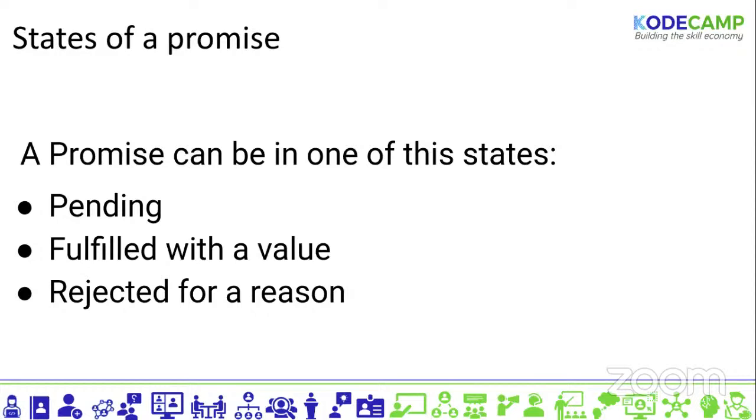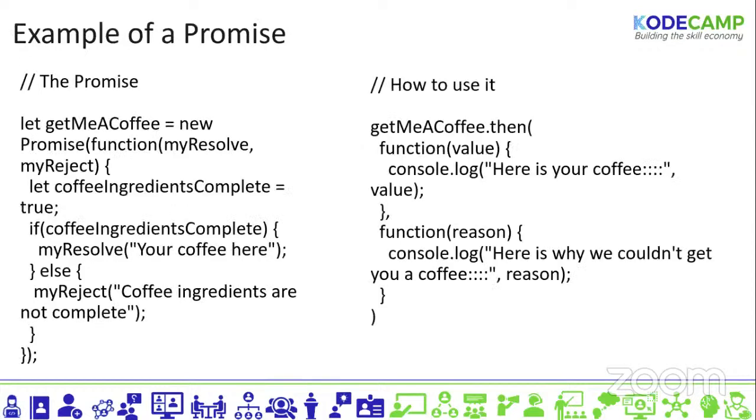So it's either pending, or it's been done, it's fulfilled, or it's being rejected. So of course we know how it works now. So how do we write it in code? Don't worry about the long code. I'll explain it line by line.